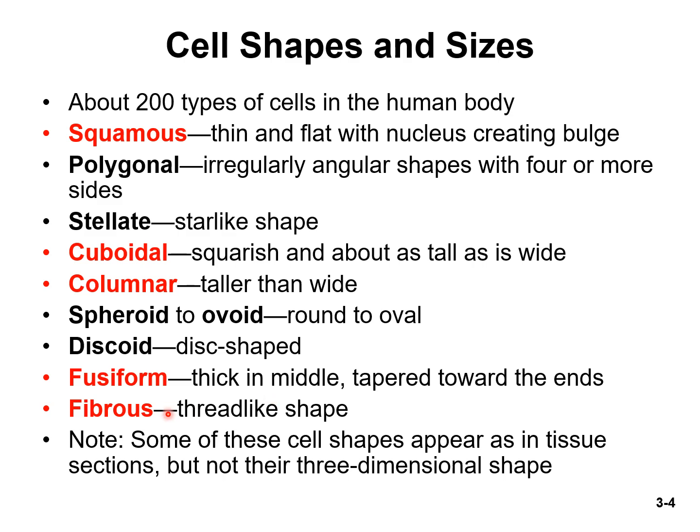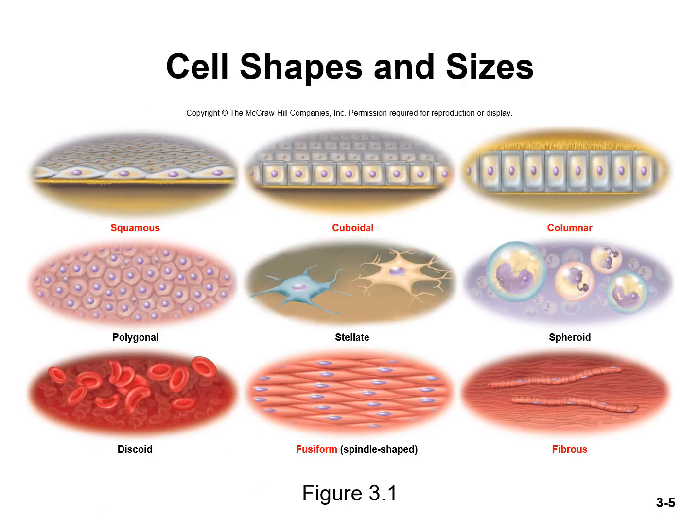Some of these cell shapes appear in tissue sections, but not in their 3-dimensional shape. That just means that if you're looking at squamous cells from the top, they look like a layer, but from the side they're flat. When you look at cuboidal cells, they look like they're as wide as they are tall, and columnar cells are taller than they are wide. Those are polygons, star shapes of neurons, spheroid from white blood cells, discoid in red blood cells, fusiform in muscles, and fibrous connective tissue, which we'll look at when we do histology in chapter 5. And this is just another example of fibrous-like tissue.